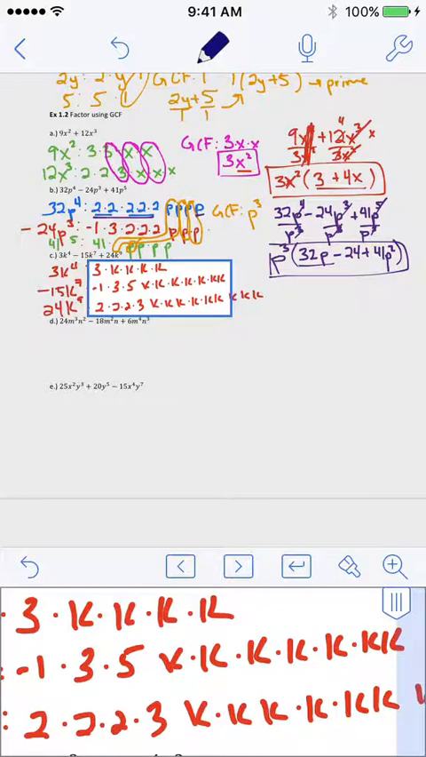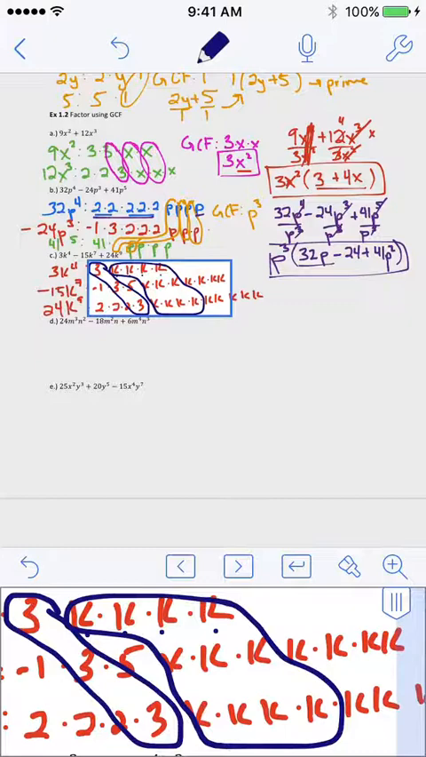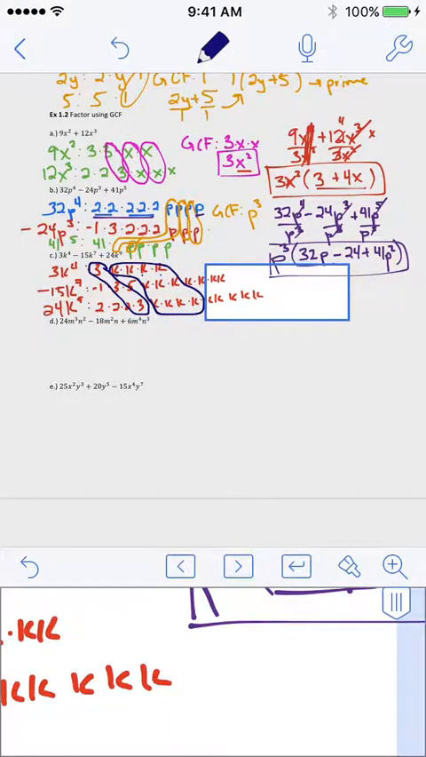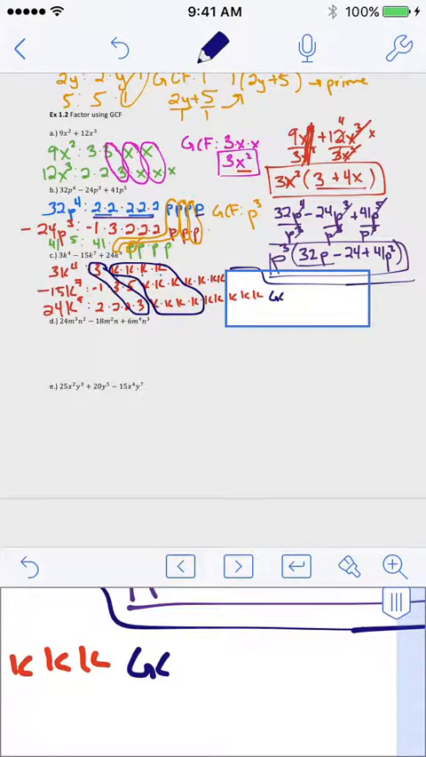Next step, find out what they have in common. Well, they seem to have a 3 in common and no other numbers, and they've got 1, 2, 3, 4 k's in common. Yep, 4 k's in common. So the GCF is 3k to the 4th.